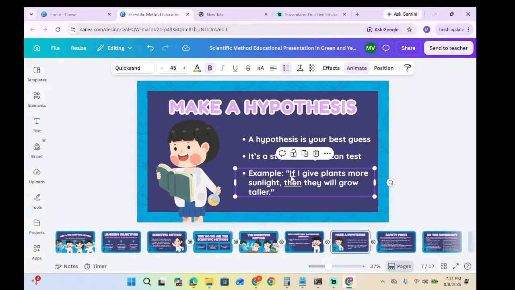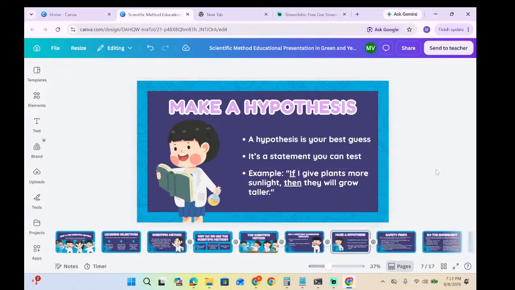The thing with the hypothesis is that it doesn't have to be right. It doesn't have to be entirely true. Even though it may be true that if I give plants more sunlight, they will grow taller, it doesn't necessarily have to be true, because that's the entire point of the experiment, to figure out if that statement is correct or not. So once again, a hypothesis is a statement you can test.